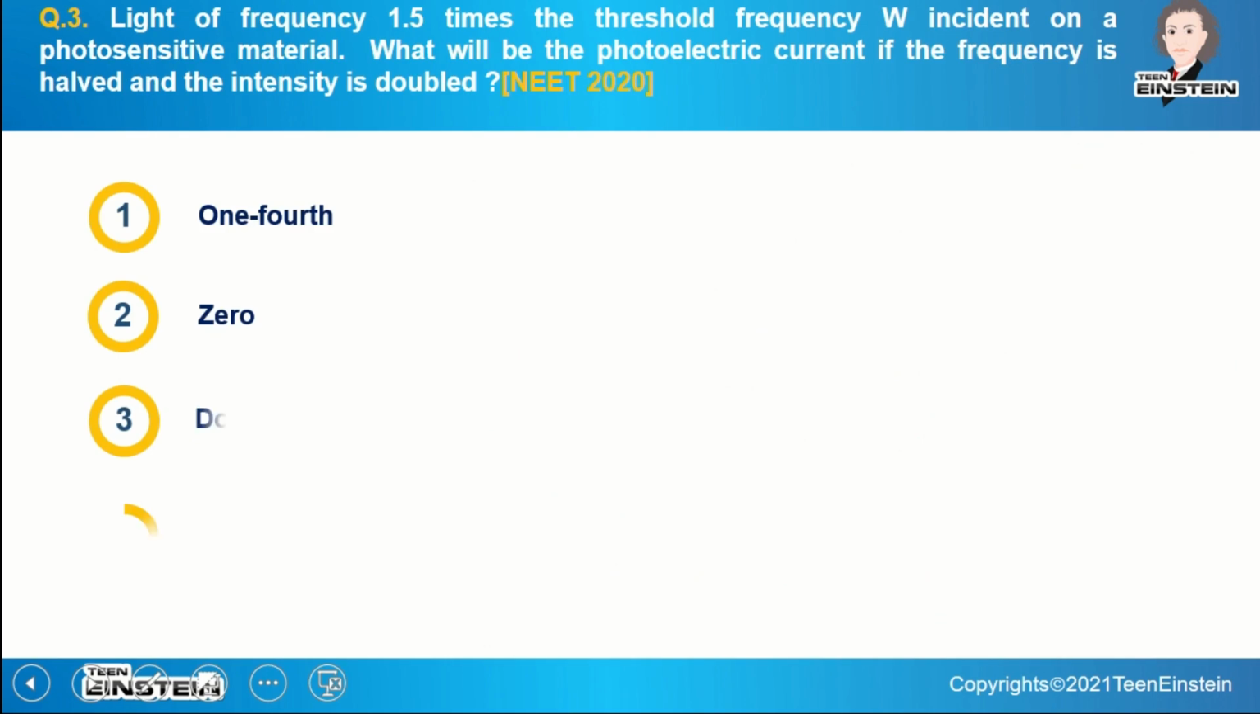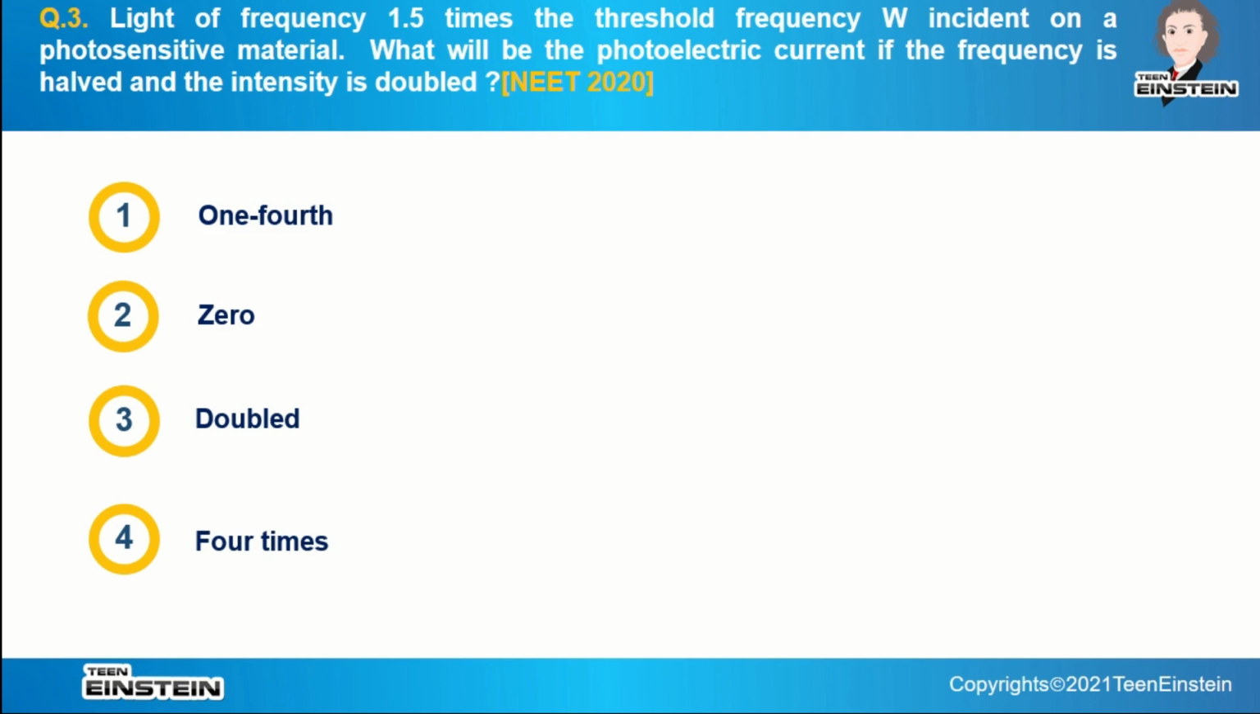Light of frequency 1.5 times the threshold frequency is incident on a photosensitive material. What will be the photoelectric current if the frequency is halved and the intensity is doubled? Okay, so here there are not many calculations in it, it's just a mere theory. Here what they have said is that light of frequency 1.5 times the threshold frequency is incident on a photosensitive material.